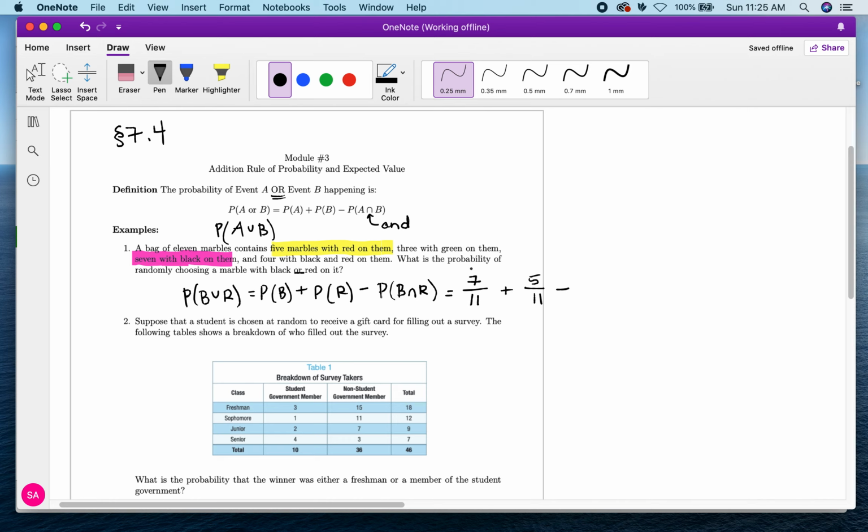Now, once again, this accounted for all the marbles with black on them. This accounts for all the marbles with red on them. But we could be double counting the marbles that have both black and red, so we have to subtract that. And if we read the sentence again, there were 4 marbles with both of those colors, black and red. So we're going to subtract 4 out of 11.